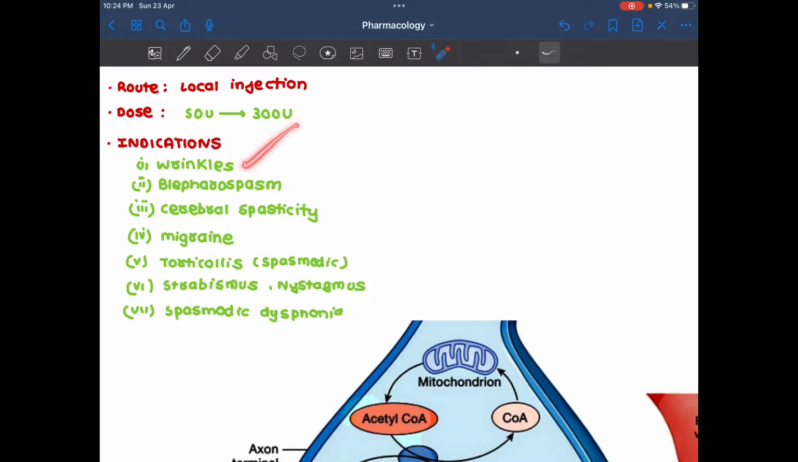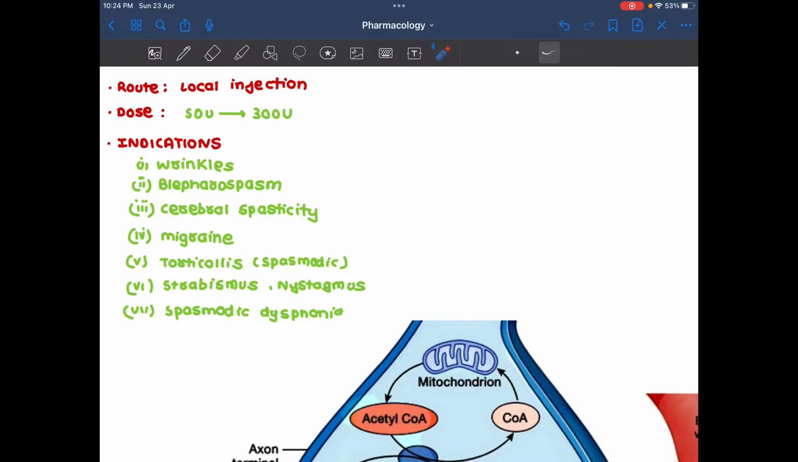We can use it for wrinkles, for cosmetic purposes. We can use it for blepharospasm, cerebral spasticity. It has also been approved for migraine prophylaxis. We can give it for torticollis, especially spasmodic torticollis, spasmodic dystonia. We can give it for strabismus, for the prevention and treatment of nystagmus, and even for spasmodic dysphonia. So all of these are the indications, mainly spastic conditions, where we don't want acetylcholine.